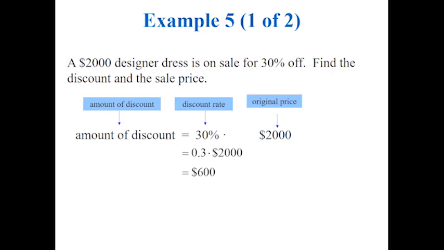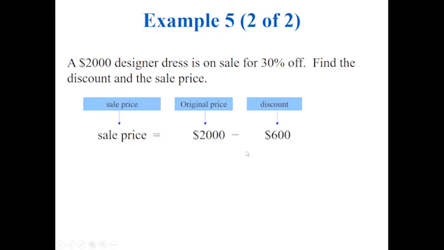So what's the sale price? 2,000 minus 600. Which is 1,400.